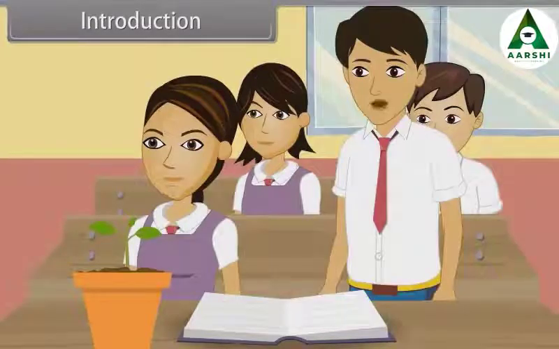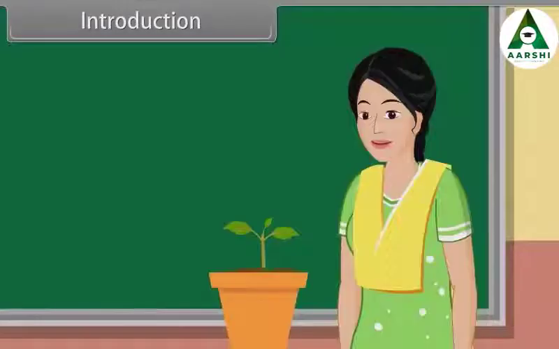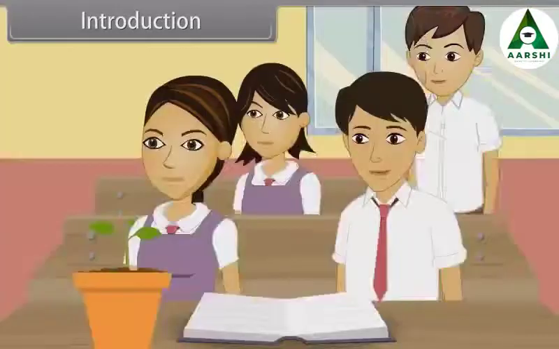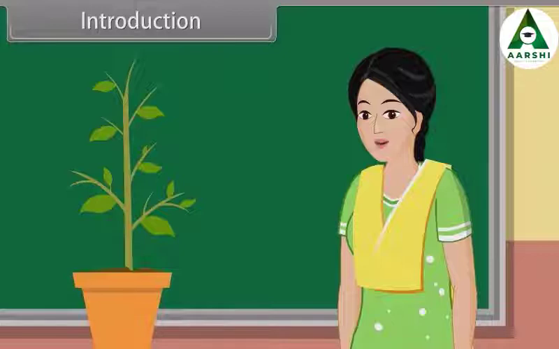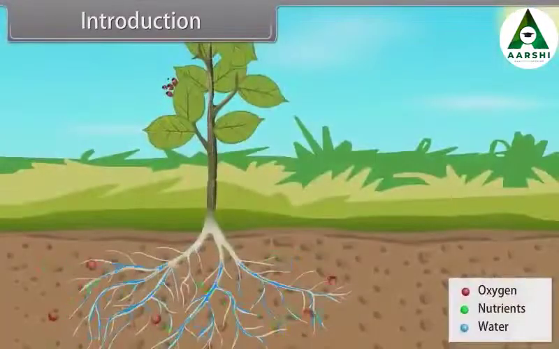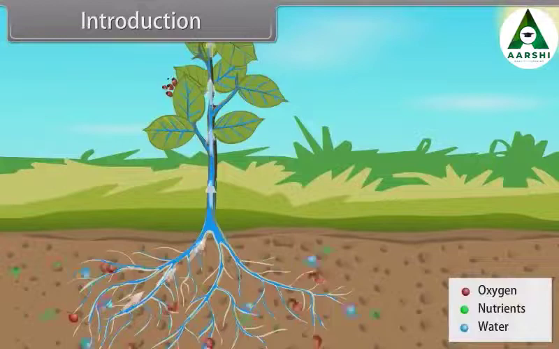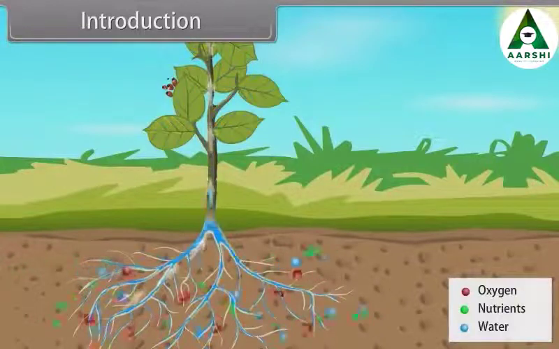Ma'am, increase in the size of the cell and elongation in them signifies the growth of plant. Very good, Suresh. Ma'am, can we measure the growth of plants? Good question, Rahul. Yes, we can. The growth of a plant can be measured by considering various factors such as nutrients availability, water availability, oxygen, etc.